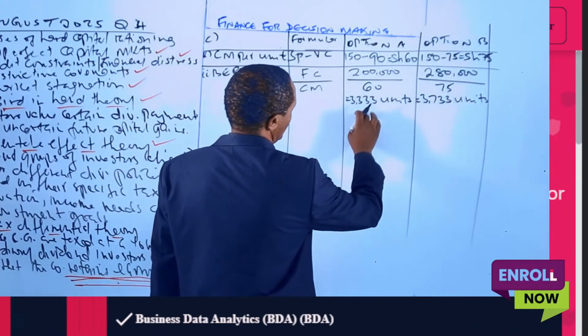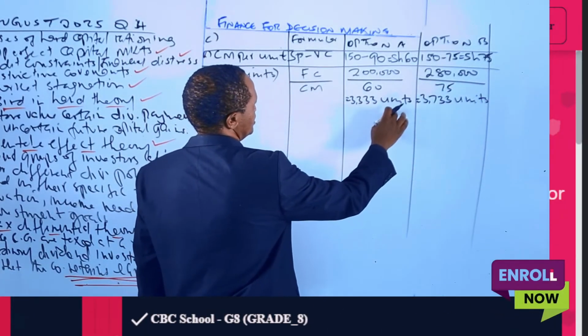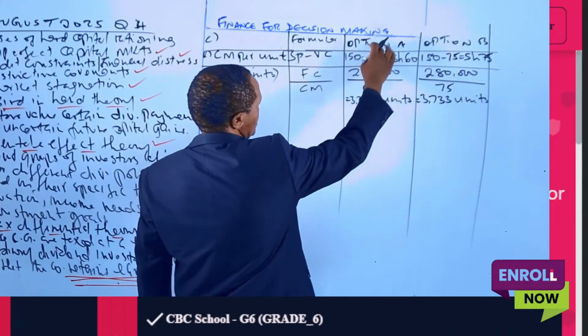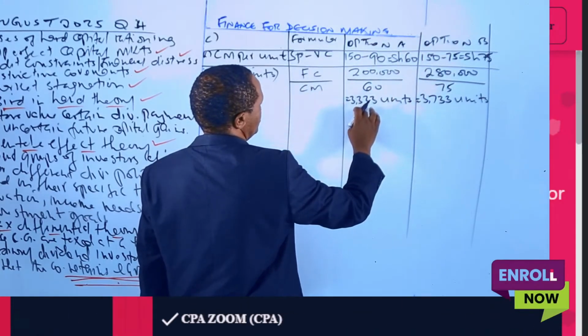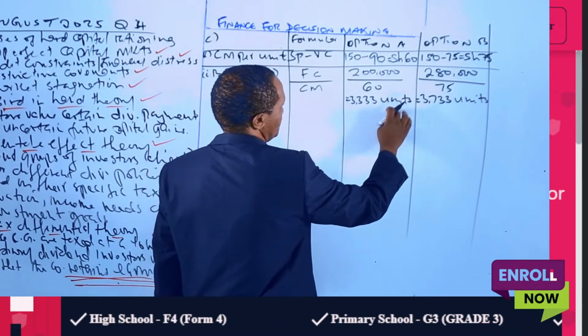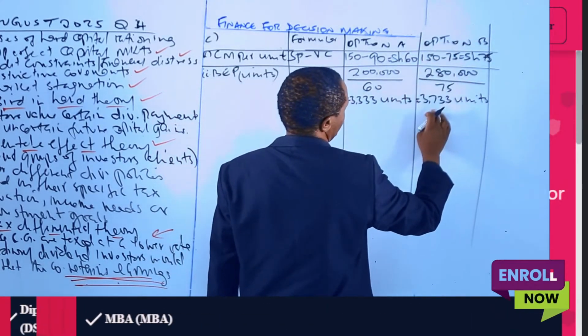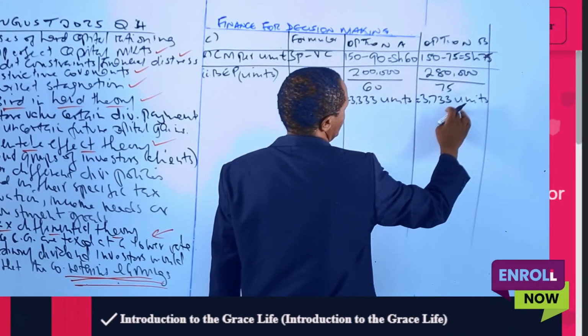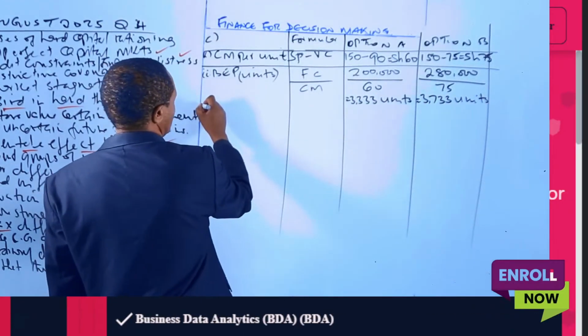Break even is a point where profit is zero. So option A will break even when 3,333 units are produced. Option B will break even when 3,733 units are produced.